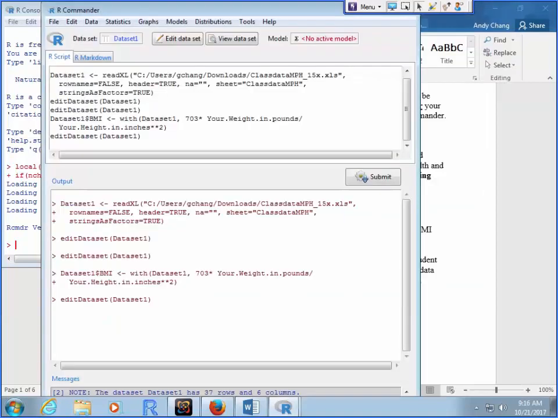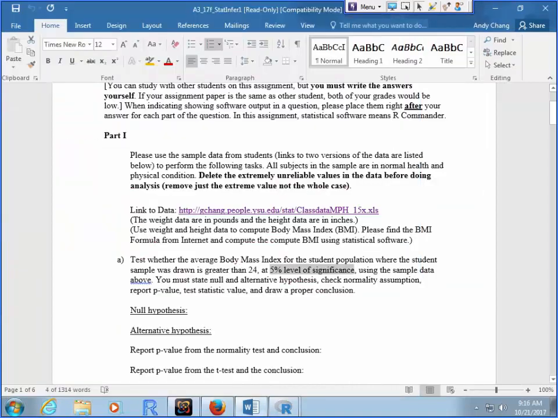So our goal in this problem is testing whether the BMI on average is greater than 24 or not in this particular sample population. So what should be your null hypothesis? That the average BMI of the sample population is 24, or equal to 24. The alternative is that the average BMI is greater than 24, reflecting this research question.